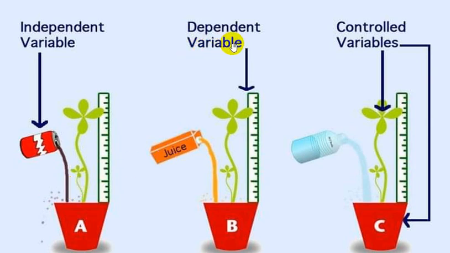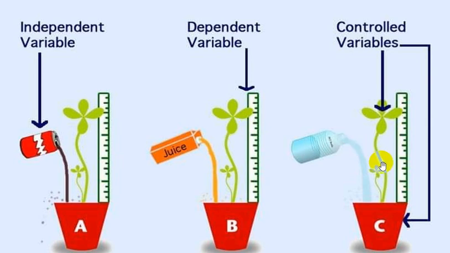The second thing is the dependent variable. For example, the plant is dependent on the water, so the growth of the plant, if we see it with time and with the type of the water or the liquid that we are using for checking the growth of the plant, is basically dependent on the liquid. That is why it is called the dependent variable.